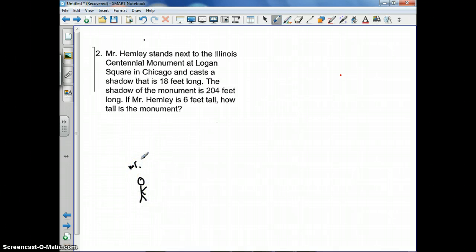Call him Mr. H. So he's sitting next to this monument, this Illinois Centennial Monument. So let me go ahead and draw the monument too. So there's our monument. So Mr. Hemley casts a shadow. How long is his shadow? 18 feet.